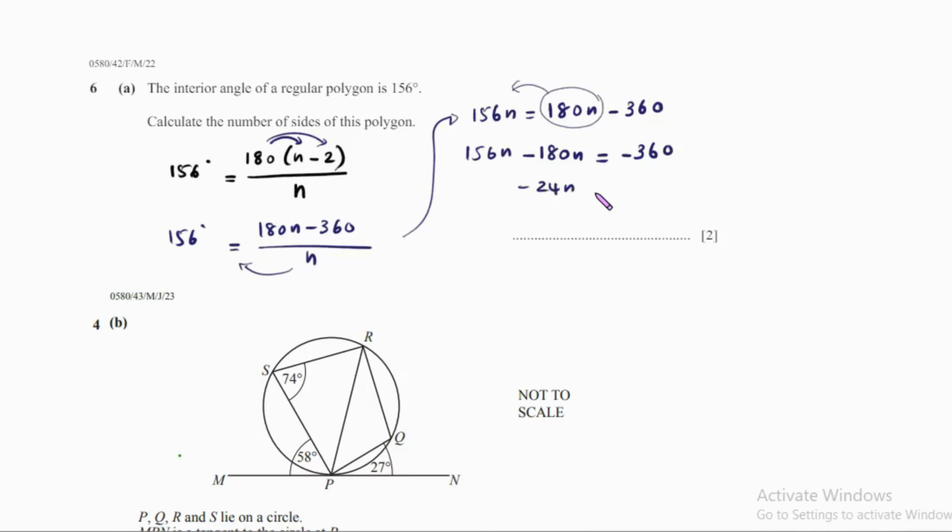So this is minus 24n is equal to minus 360. Then to find what n is, I need to divide both sides by minus 24, because only then can I get rid of the minus 24 that I have here. So this gives us the value of n. When I divide 360 by 24, I get n as 15, which means this regular polygon, which has an interior angle of 156 degrees, has 15 sides.